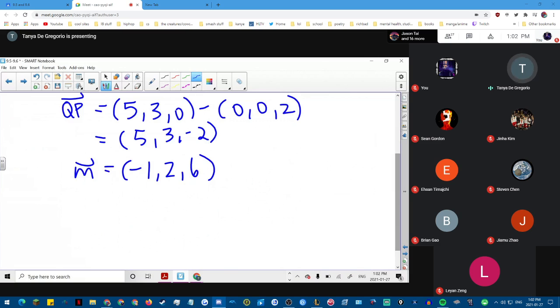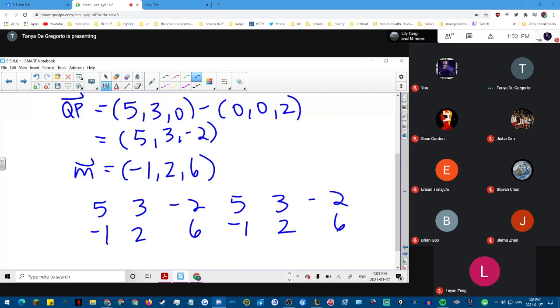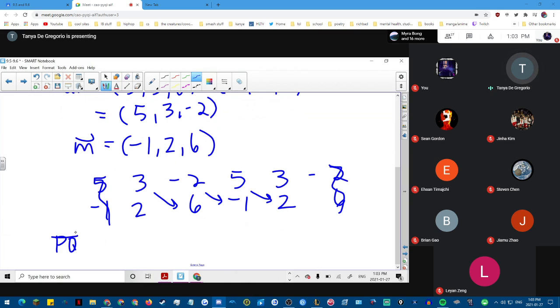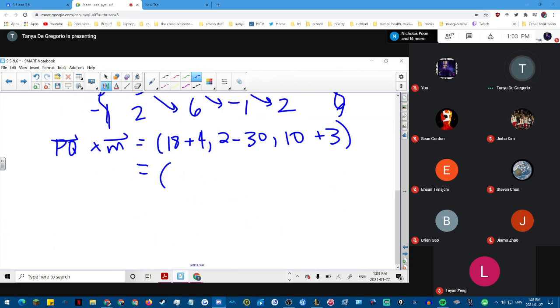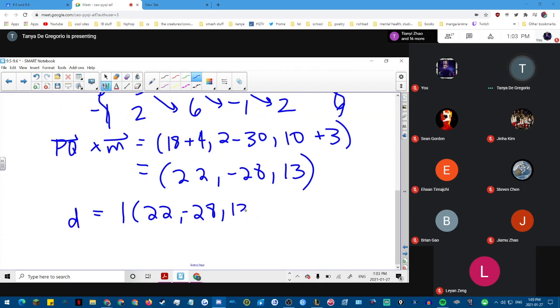And then we're going to cross them. So 18 plus 4, positive 2 minus 30, 10 plus 3. Good. And then just sub into your formula. So we know that we need the cross product. So there's the magnitude of my cross product divided by the magnitude of my direction vector.